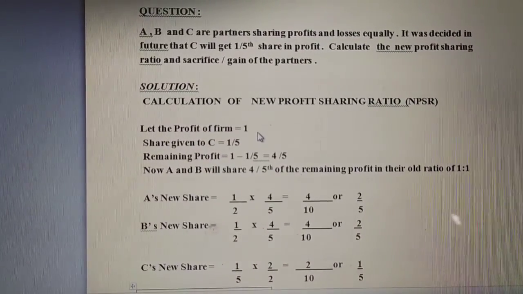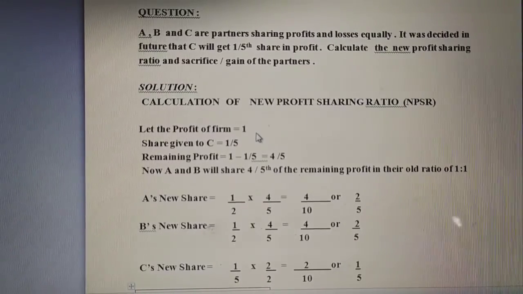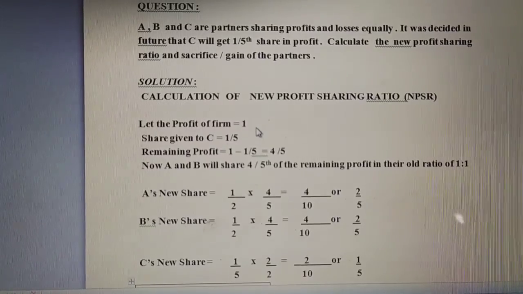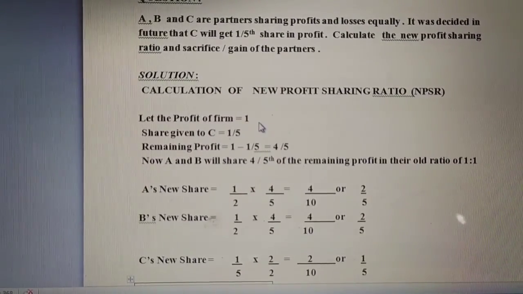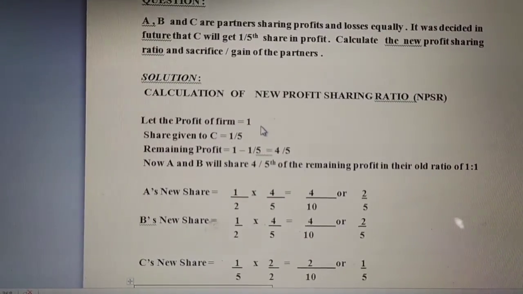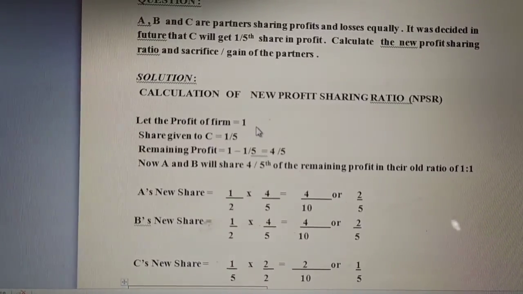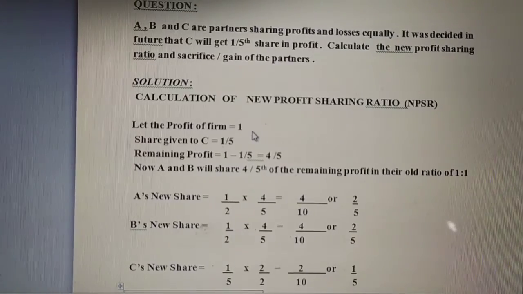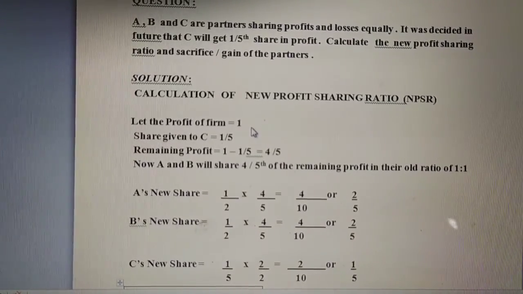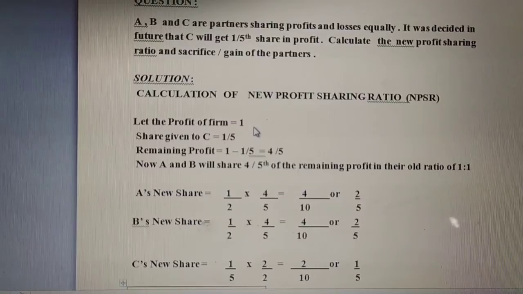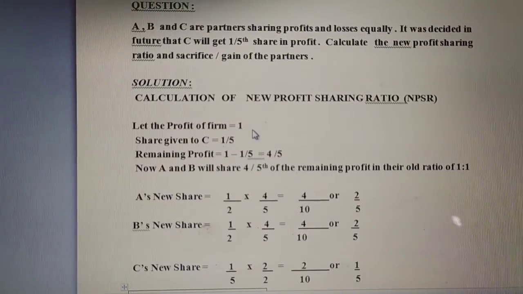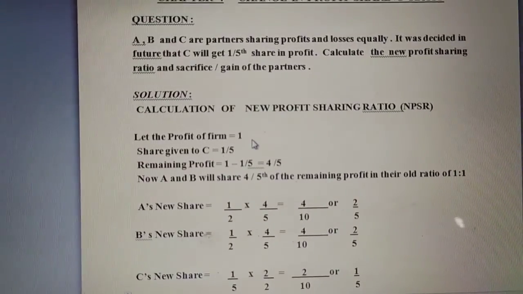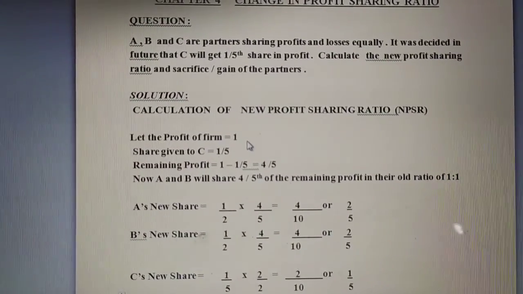Now the remaining profit will be out of the total share, which is 1. If we have given 1/5 share to C, how will you calculate the remaining? 1 minus 1/5, you will get 4/5. So this 4/5 will be distributed between A and B in their old ratio, that is 1:1. Now why is it 1:1? Because you need to eliminate C's share as he is already getting 1/5.